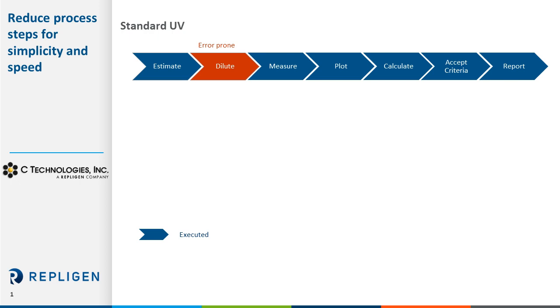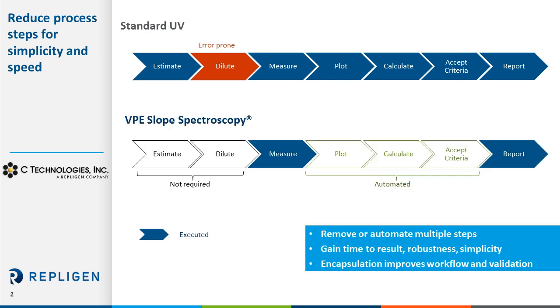As I mentioned previously, the standard UV technique has many areas where the step processes are time limiting, and certainly with dilution error from scientist to scientist can vary. What we have done now is either removed or automated this entire process down to a measure report. So there's obviously no estimates and diluting involved with the Solo VPE.